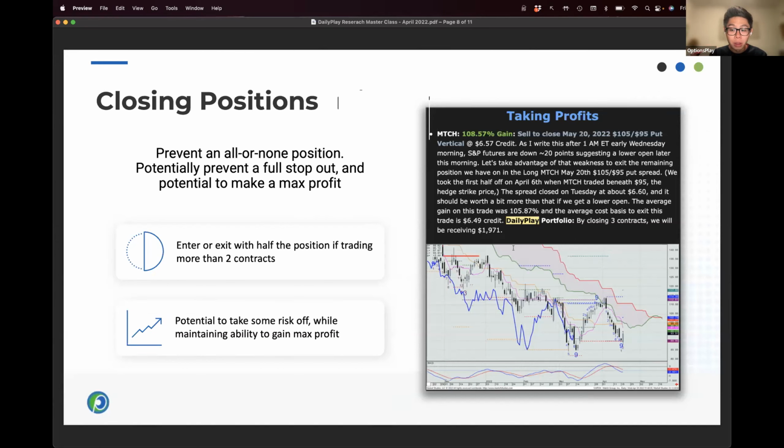Many of you are already familiar with this, but for those of you that are new, or maybe you've just recently joined here at OptionsPlay, these are some of the ways that you can utilize the research that we're putting out and leverage it for your own portfolio.